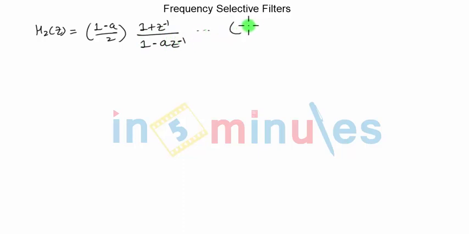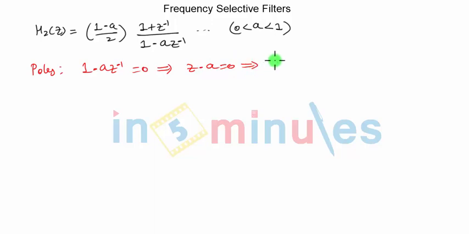So let us make the pole-zero plot. The pole will be somewhere here because it is equal to a, and a is between 0 and 1, but the 0 will be on minus 1. So this is the minus 1 point and this is a. So just by looking at the pole-zero plot, can you figure out what type of filter it is? The pole is in the low frequency region, the 0 is in the high frequency region, and that means it has to be a low pass filter.